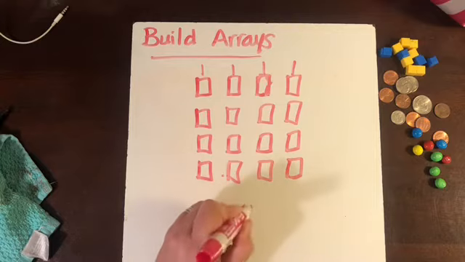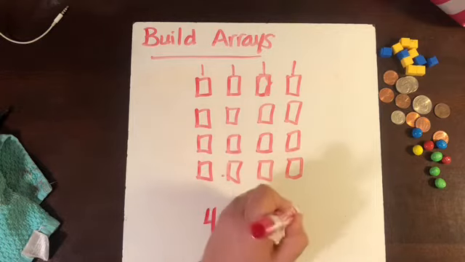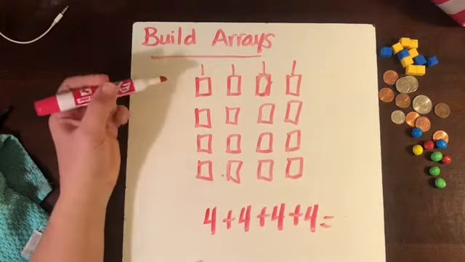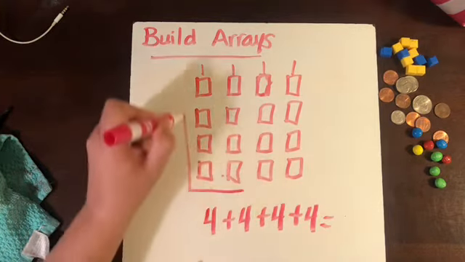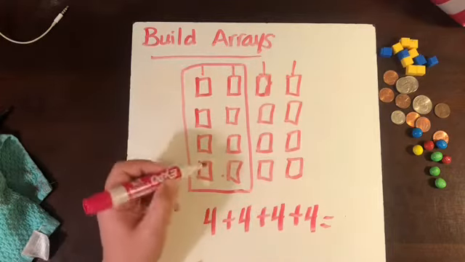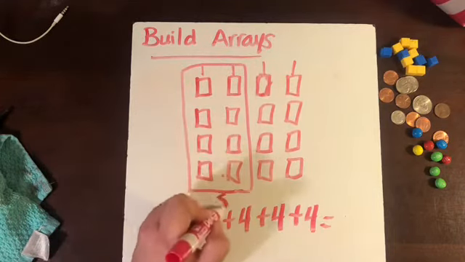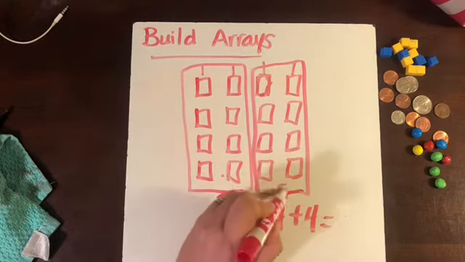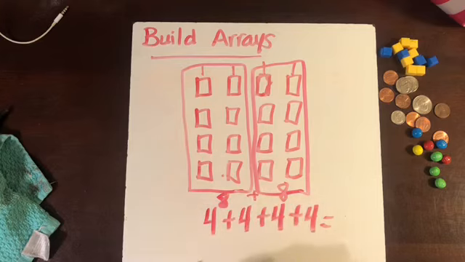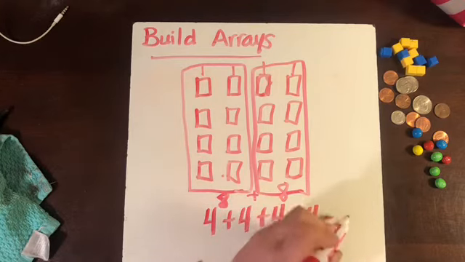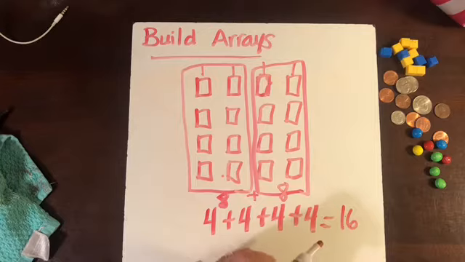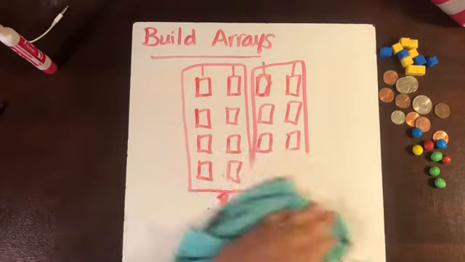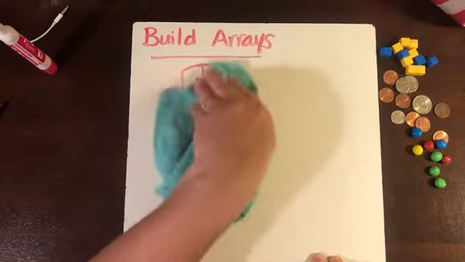So there's my array. I have 4 columns, 1, 2, 3, 4, and there are 4 in each column. And so what would my number model be? 4 plus 4 plus 4 plus 4 equals, okay, we can do the math. We know that 4 plus 4 equals what? Good job, 8. And then you have another one, 4 plus 4 equals 8. That's a doubles fact. 8 plus 8 equals, you got it, 16. Good job. All right, one more and we're almost finished.